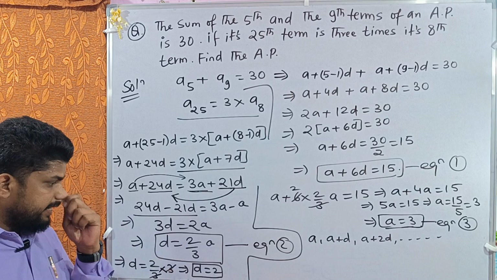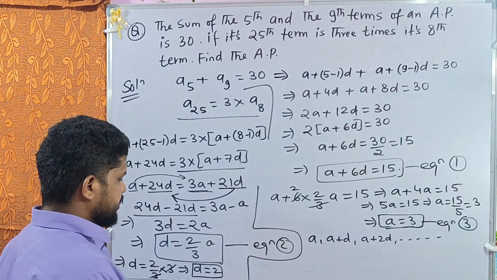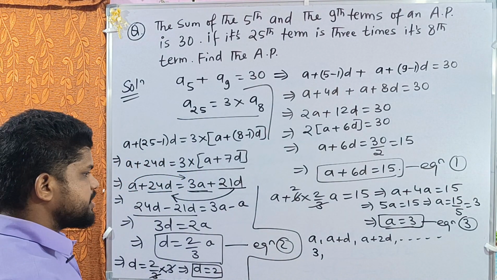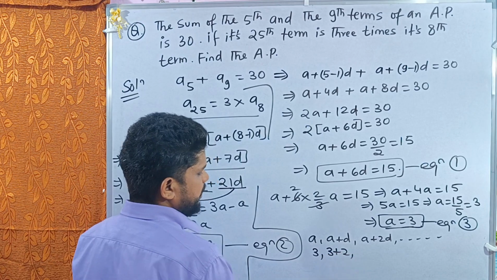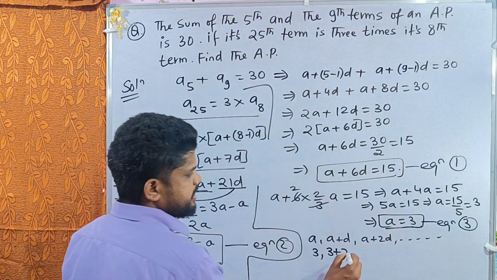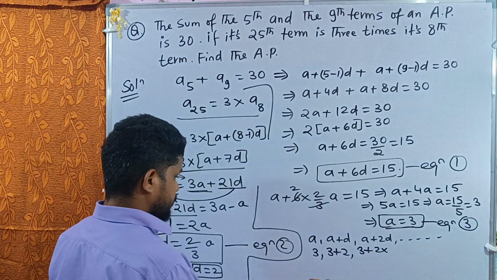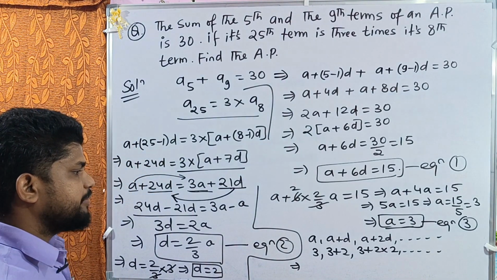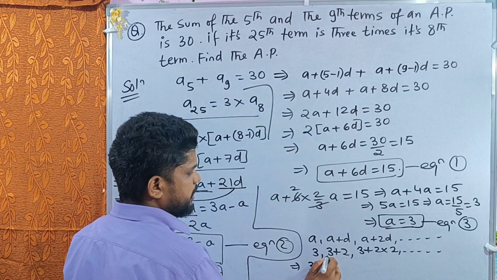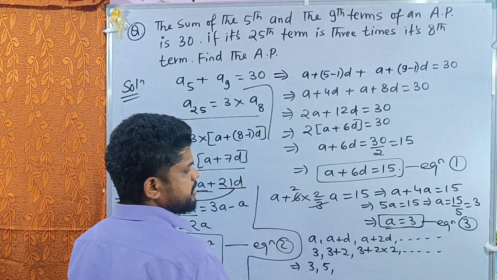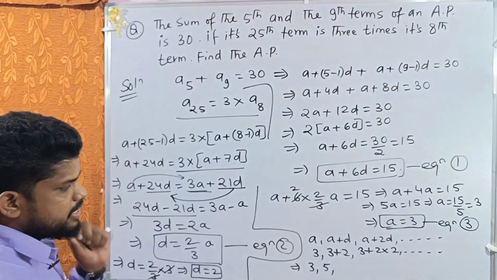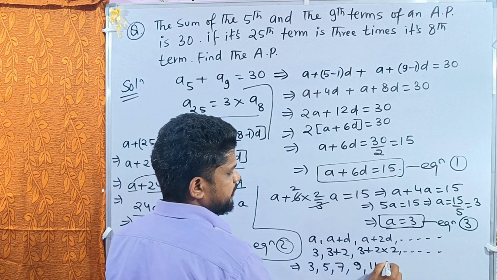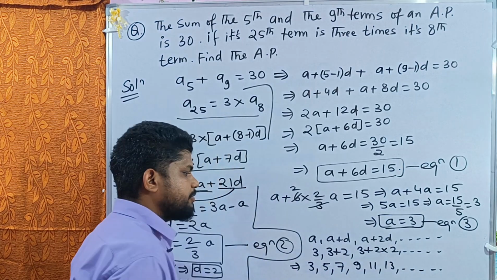So putting the values of a and d in the sequence of the AP, we get the first term as 3, the next term a plus d, that is 3 plus 2, and the third term a plus 2d, that is 3 plus 2 into 2. So the sequence of the AP that remains with us is 3, 3 plus 2 which is 5, 3 plus 4 which is 7, and the next numbers will be 9, 11, 13. This is our sequence of the AP.